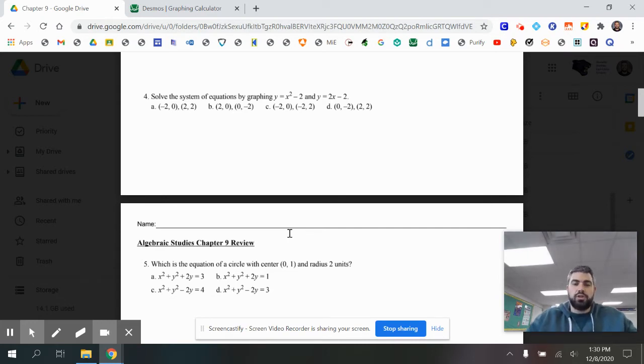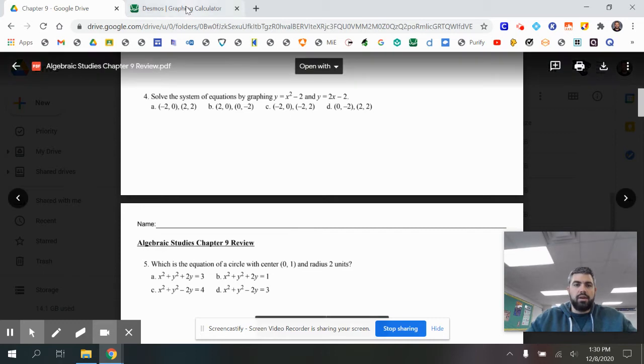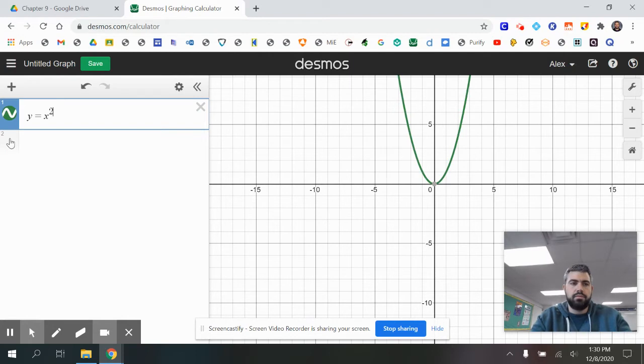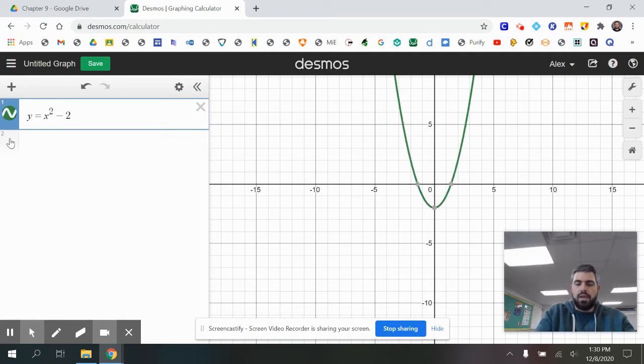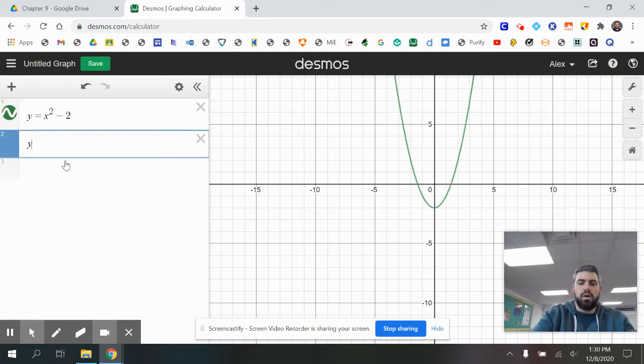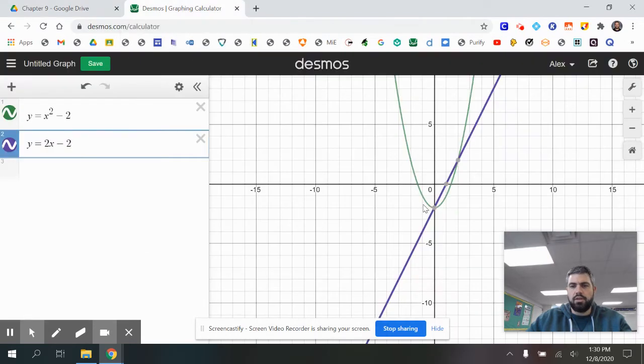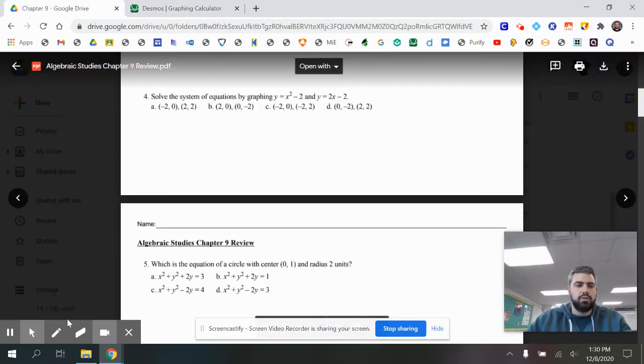So all we're going to do is graph these 2. We're going to graph y equals x squared minus 2, and then we're also going to graph y equals 2x minus 2. To make sure. Yep. Okay, and so our 2 solutions are where they meet, and that's going to be 0, -2, and 2, 2. So 0, -2, and 2, 2, that would be option D. So the correct answer for this one is D.